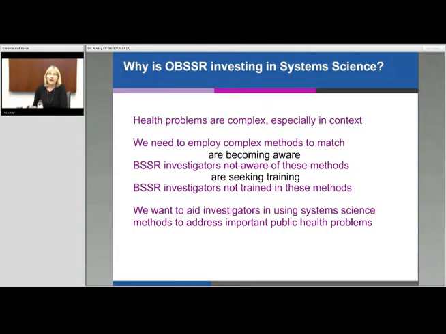I had previously had this slide as BSSR investigators are not aware of these methods, but this has changed over the years, I'm happy to say, and hopefully at least in part because of the efforts of some of us here at the table today. So people are becoming aware of the methods, and investigators are now greatly seeking training. We had 800 people register for our meeting last week, the Network on Inequality, Complexity, and Health. And of those, some 80% indicated in the registration form that one of their key top interests was training. We have provided a lot of that out of our office, and we'll talk about that in a little bit. Hopefully, some of the resources in this talk today will help address some of the training needs. We do want to aid the investigators in using the system science methods.